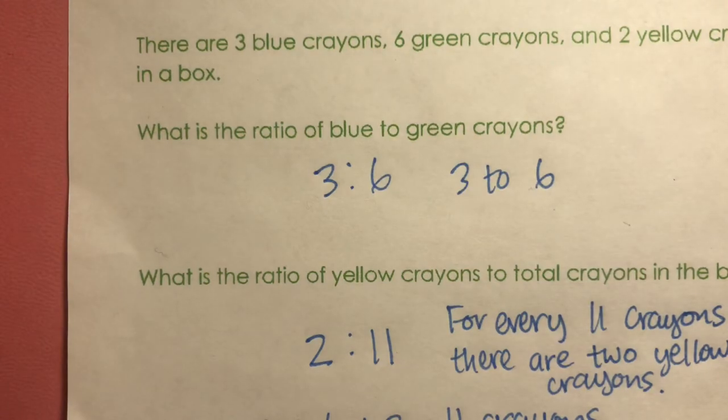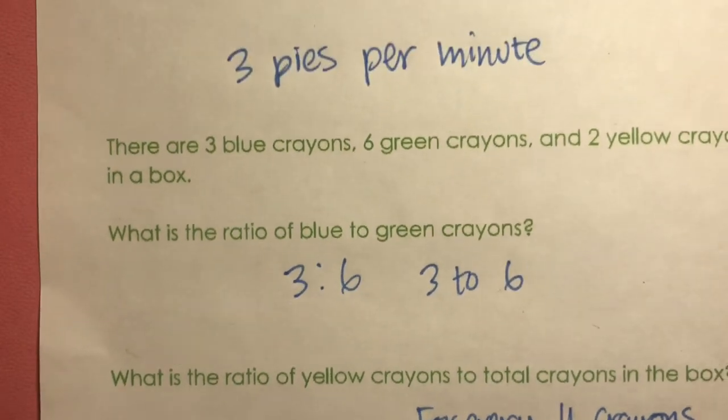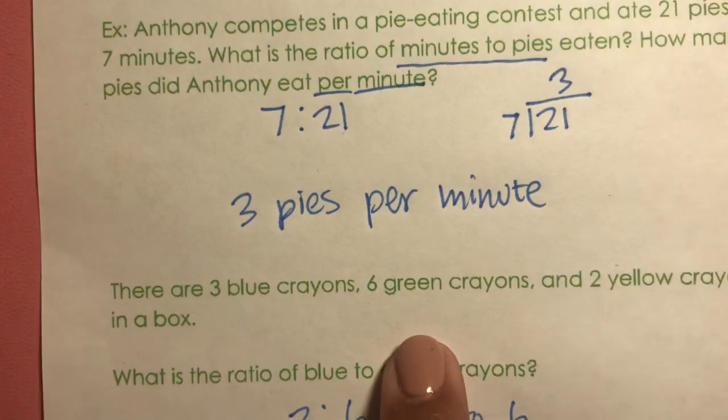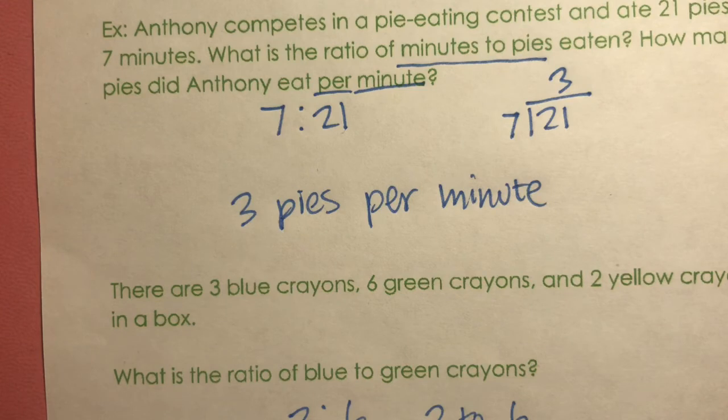So that's all ratio is. Ratio is pretty easy. You just have to make sure that you're looking at your data and knowing which numbers to put down and what to do when you're trying to figure out the rate of it.